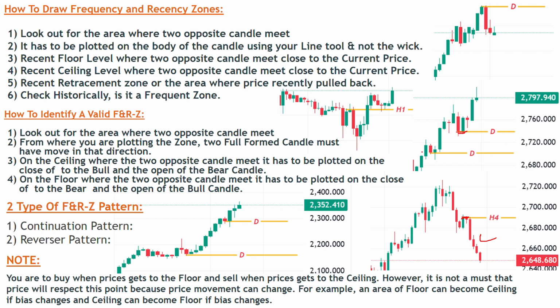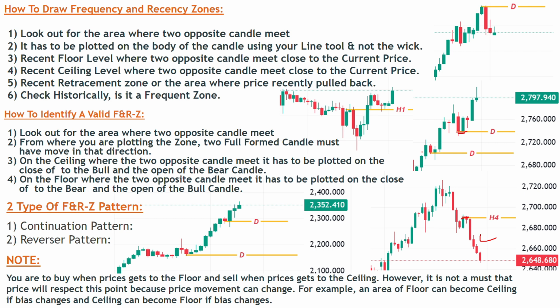Number three, recent floor level where two opposite candles meet, close to the current price. Whenever you open your chart, you first have to figure out the ceiling and the floor, just as whenever you enter your house, your eyes first of all see the ceiling and the floor. So whenever you open your chart, you first figure out the floor level, which is the recent floor level. That makes it recency. Figure out the recent floor level, and also figure out the recent ceiling level. That's number four: recent ceiling level where two opposite candles meet, close to the current price. You see all that in the chart.